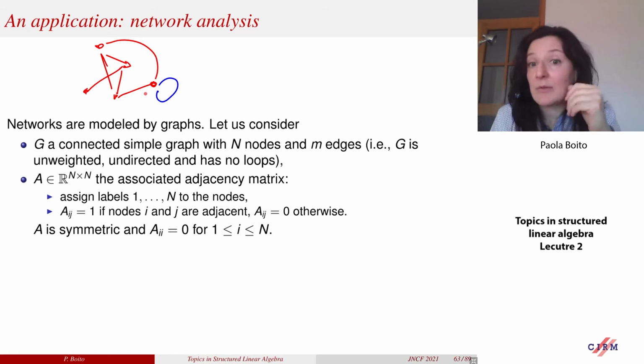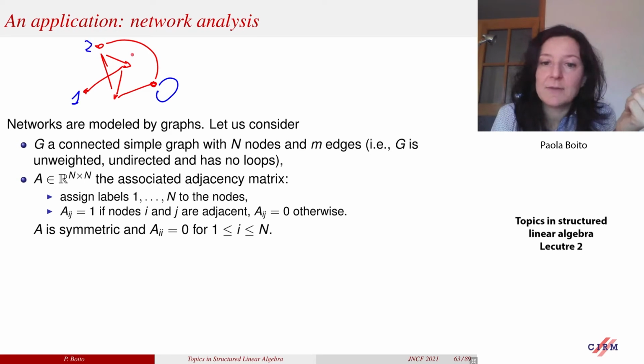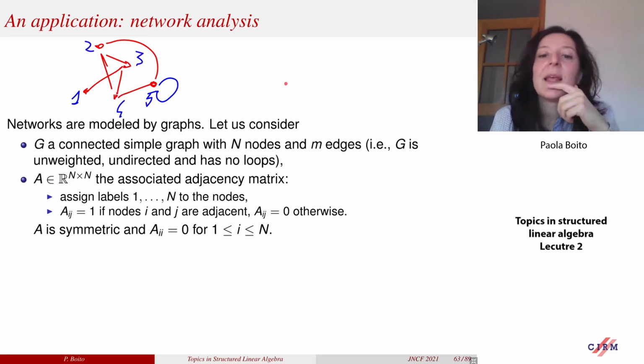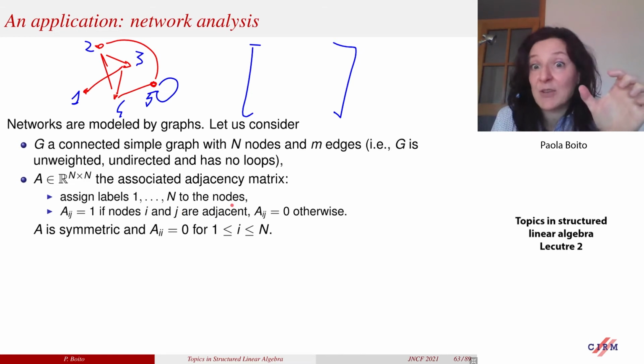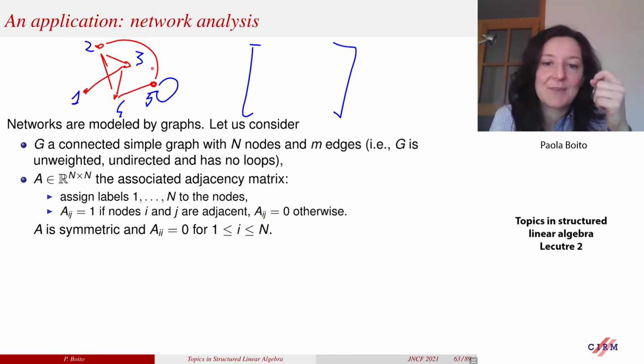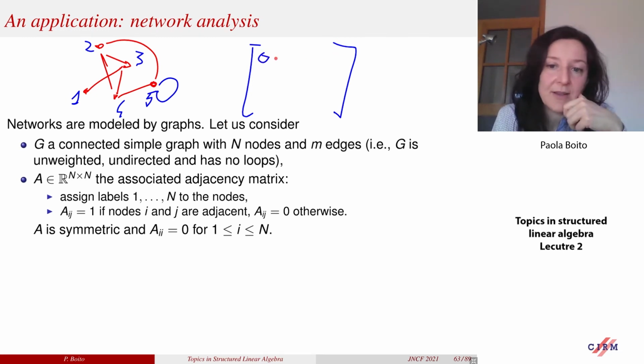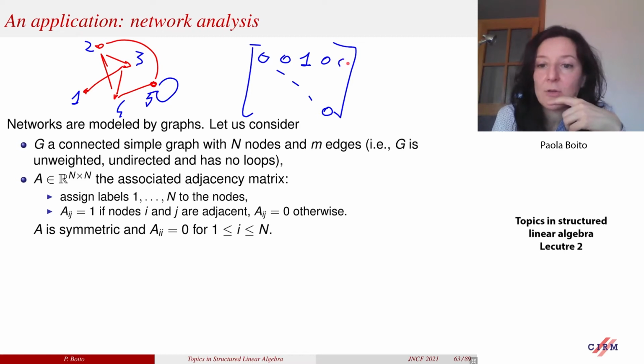So to this graph, we can associate an adjacency matrix, meaning we label the nodes, we give names, 1, 2, 3, 4, 5. And then we build a 5 by 5, n by n, matrix where entry ij is 1 if nodes i and j are adjacent, connected by one edge, and 0 otherwise. So for instance, on the first row, we have that 1 is not connected to itself. Actually, all the main diagonal will be zeros because we don't want loops. 1 is not connected to 2, but it is connected to 3. It's not connected to 4. It's not connected to 5.